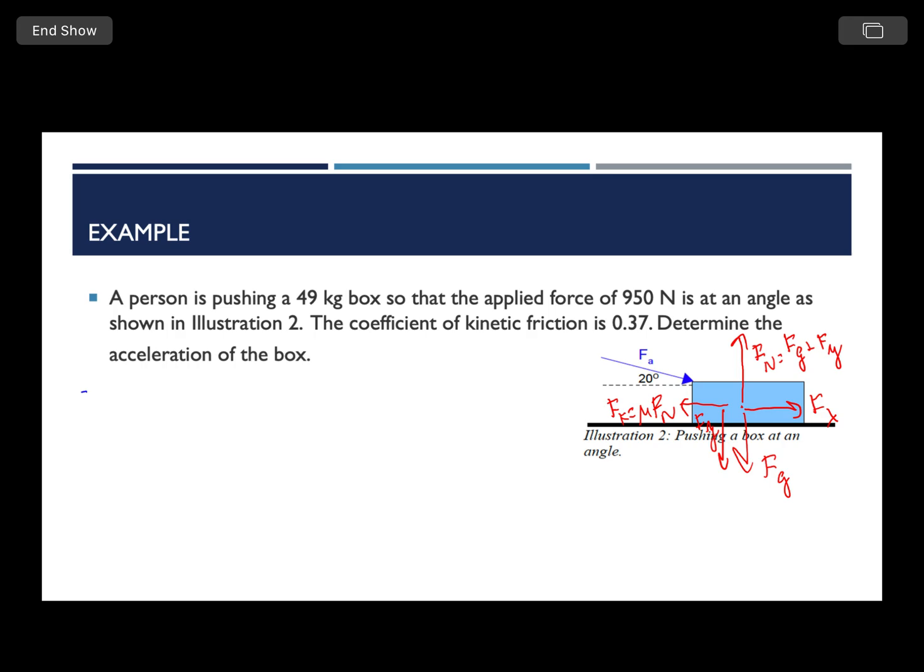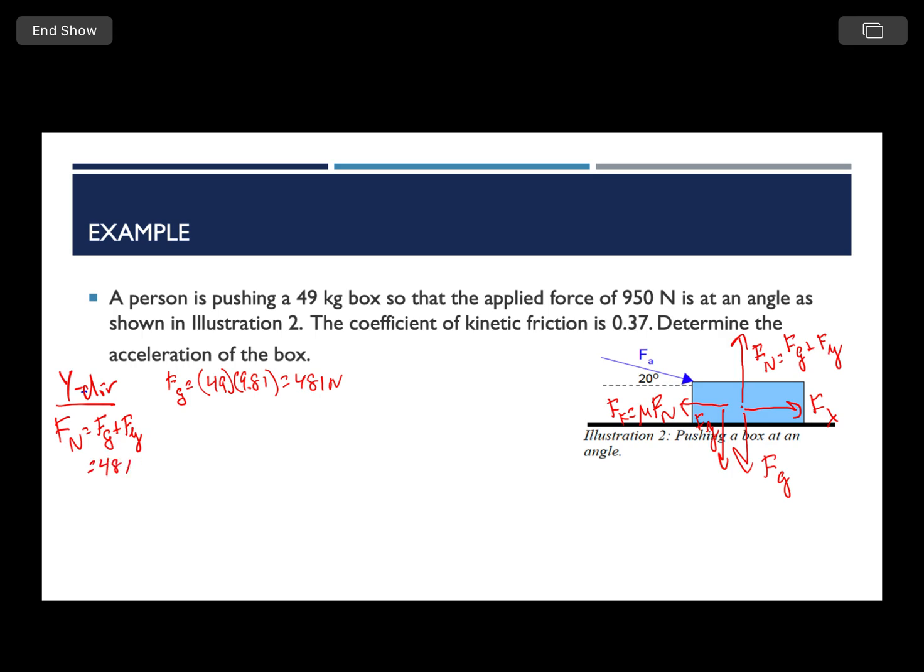Well, first let's take a look at everything happening in the Y direction. Okay, so let's go Y direction. Okay, so we already know that overall I'm having no net force, right? And then I already said that my normal force is going to be equal to my force of gravity plus my Y component of that applied force. Okay, so force of gravity is easy. We almost found that earlier, 49 times 9.81. That's going to be 481 newtons.